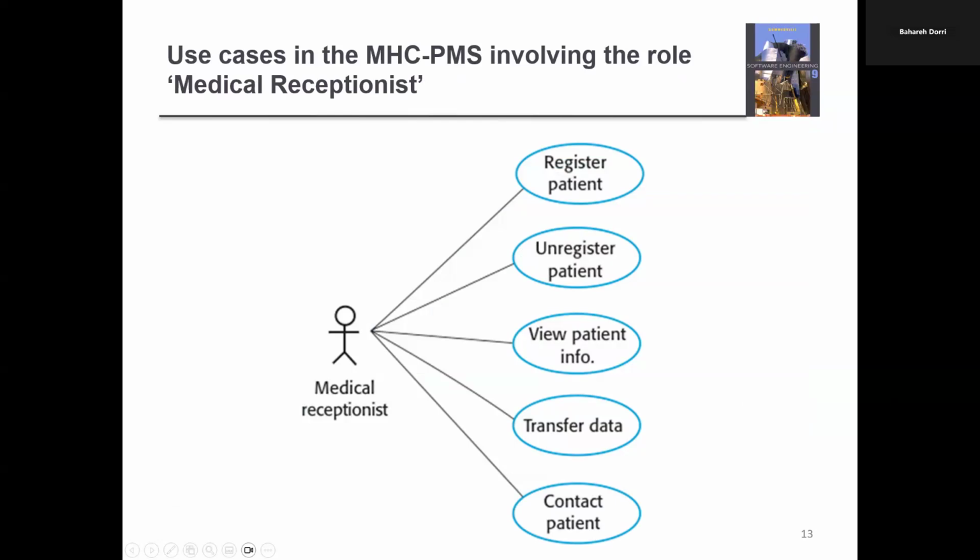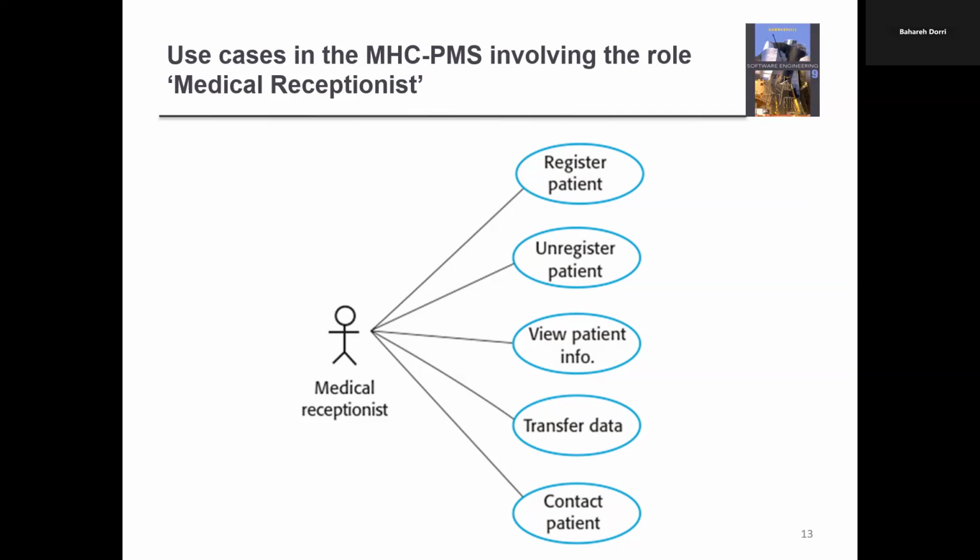All right. Here we have a use case diagram showing the different actions a medical receptionist can perform in the MHC-PMS system. Remember, in UML, the little stick figure here represents an actor. So in this case, the receptionist. Each oval represents a use case, a function or service the system provides to the actor. So what can the medical receptionist do?